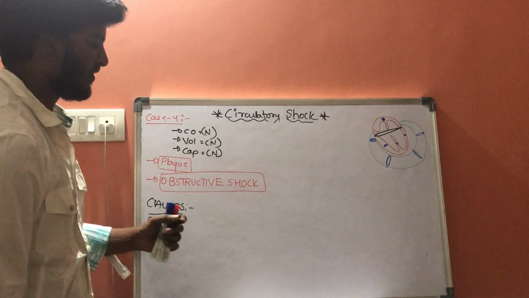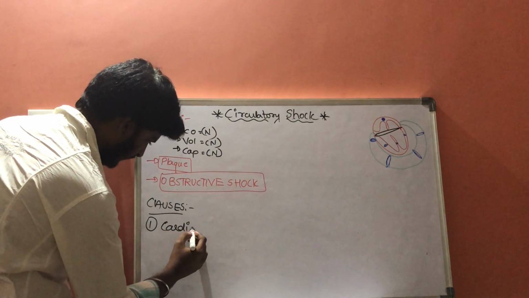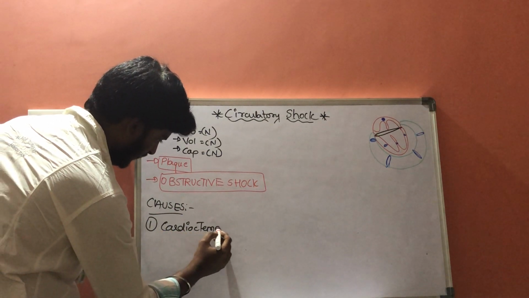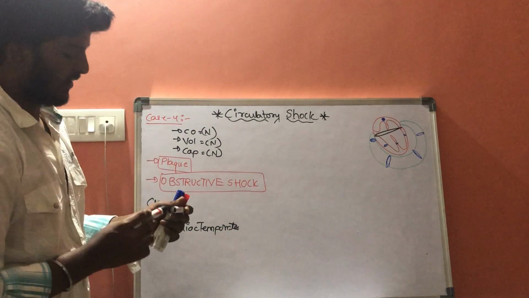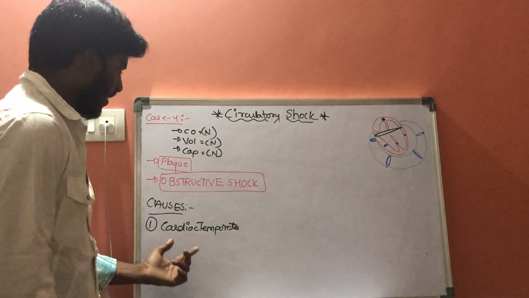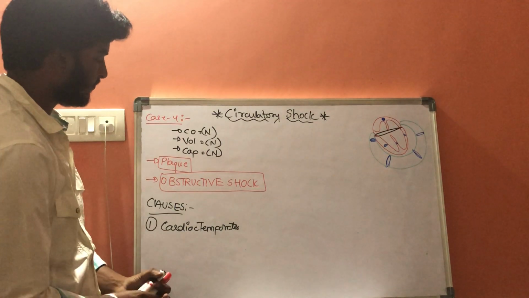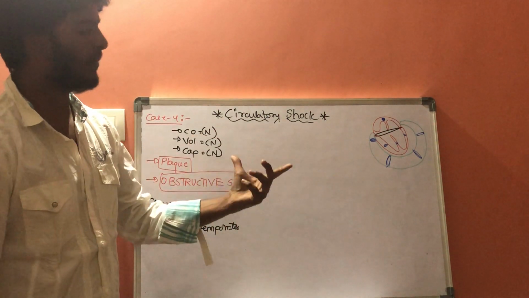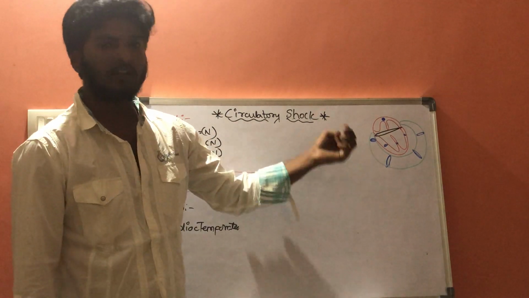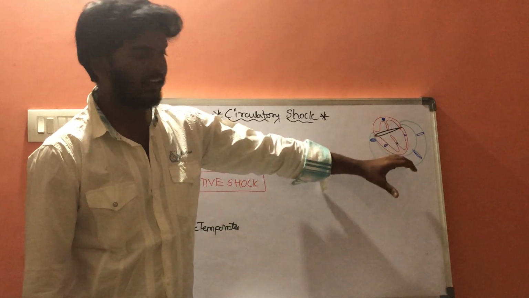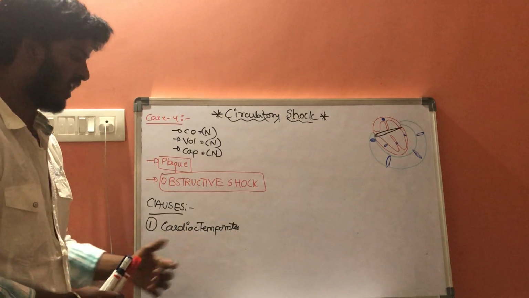Causes for obstructive shock. First one is cardiac tamponade. What is cardiac tamponade? Cardiac tamponade is nothing but accumulation of fluid, that is watery material, within the pericardium. If there is accumulation of fluid, it becomes difficult for the blood to flow within the pericardium. So it results in obstruction. This is the first cause, cardiac tamponade.